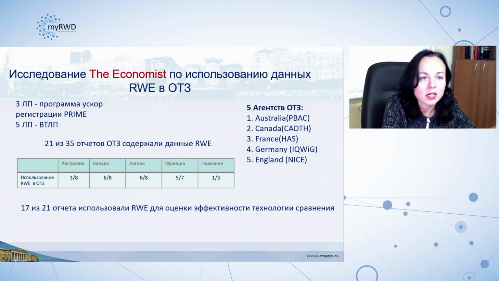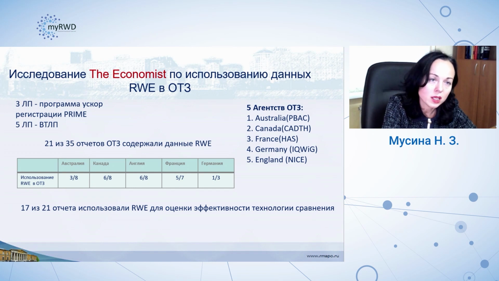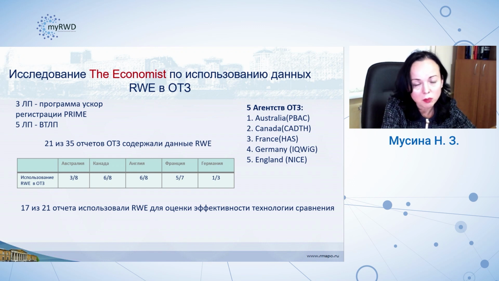You see the trial which was published in The Economist. They decided to see how regulators use the data provided by pharma companies. They decided to study the file of the assessment for 5 drugs. 3 participated in the fast track, and 2 drugs that are technological, high-tech drugs.